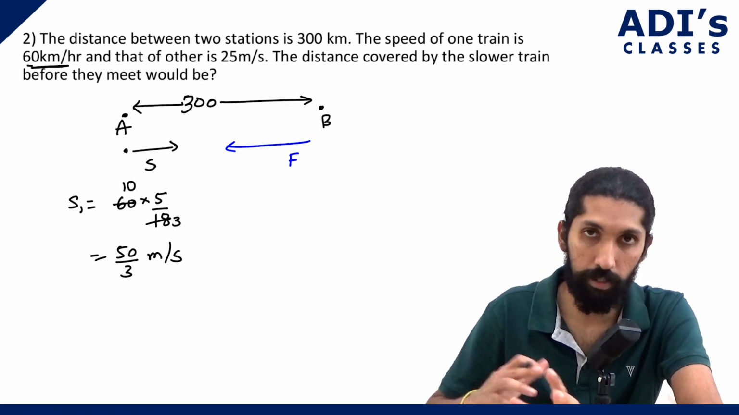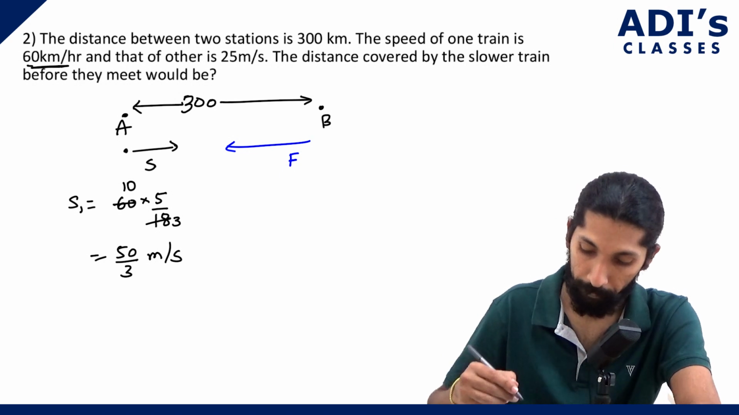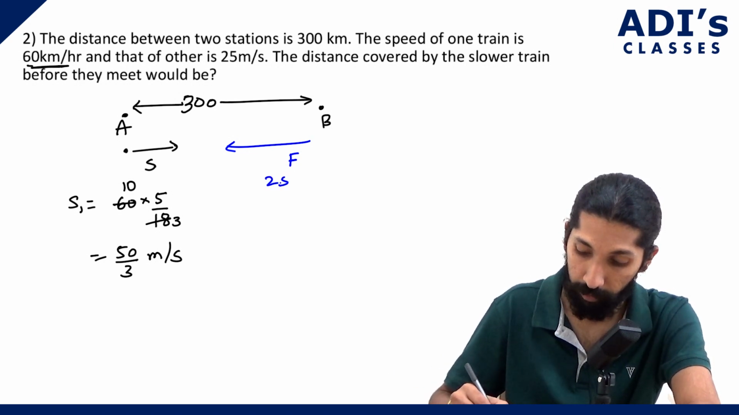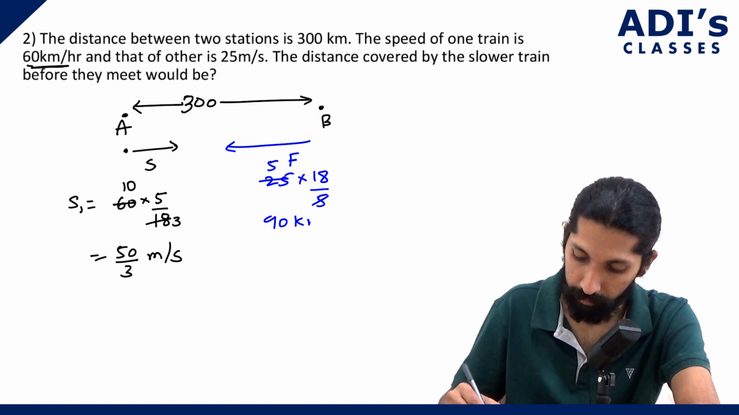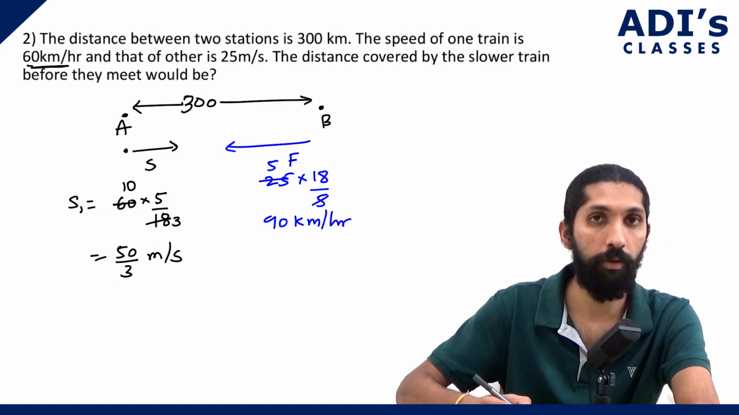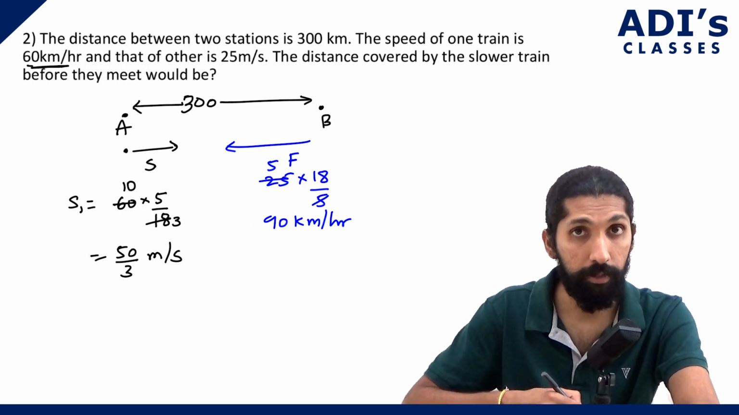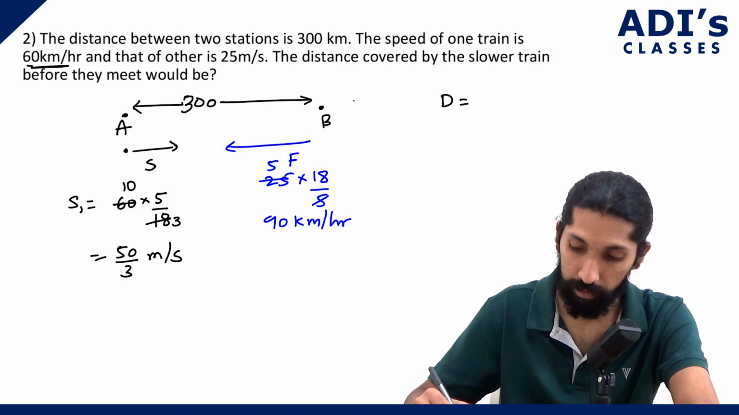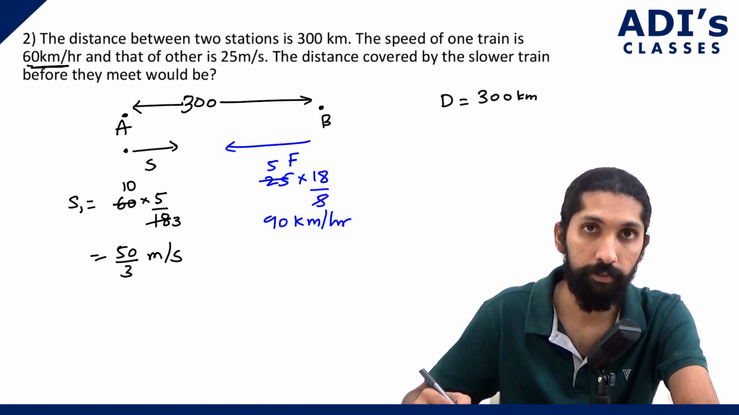I mean, it's up to you. Whichever you feel easier and comfortable, you can do that. So when you have 25 meter per second, that's 25 into 18 by 5. This is 90 kilometer per hour. Okay. Now, both of them are moving in this particular way, correct? Now, the distance between them is 300 kilometer, right?